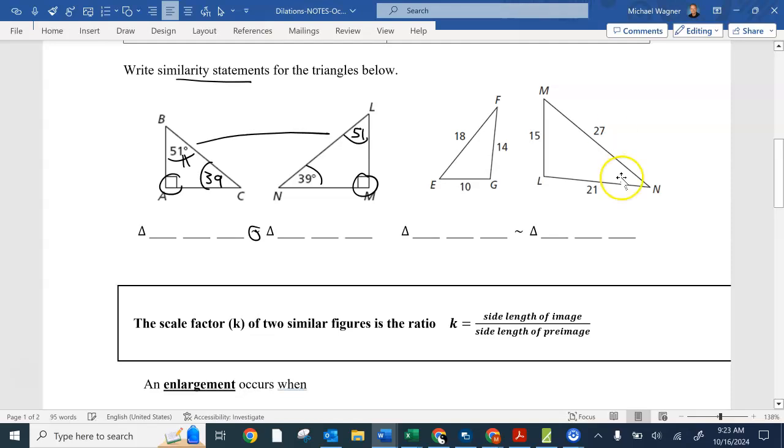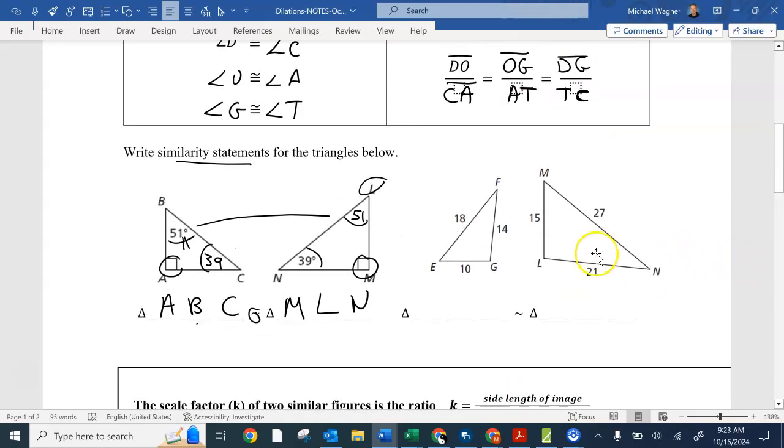Okay. So the next thing is when we write out the statements, we got to make sure that it's in the same order. So you can write anything for the first one, A, B, C. But when you do the second one, it's got to be in the same order. So A is the right angle, so I'm going to make sure that that's M. That's the right angle. B is a 51, so L is the 51. And then we have N. So it's got to be the same angles. They've got to be in the same places.